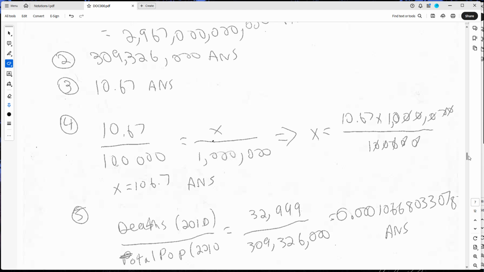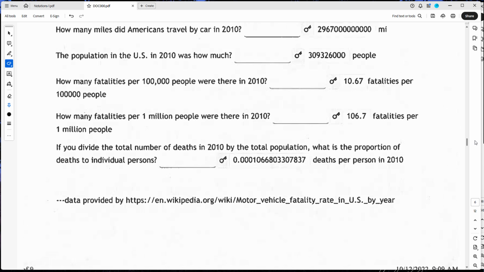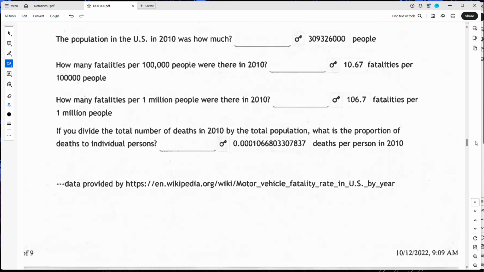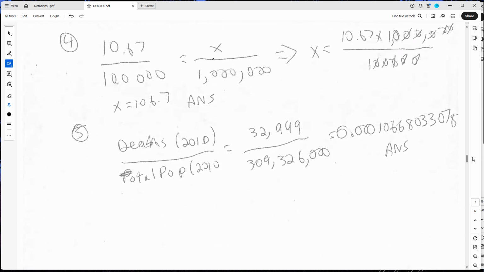And the last part of that was number of deaths by total population. What proportion of deaths to individual deaths per person? The number of deaths per person. So the deaths in 2010, total population in 2010, this gives you the number of deaths per person.